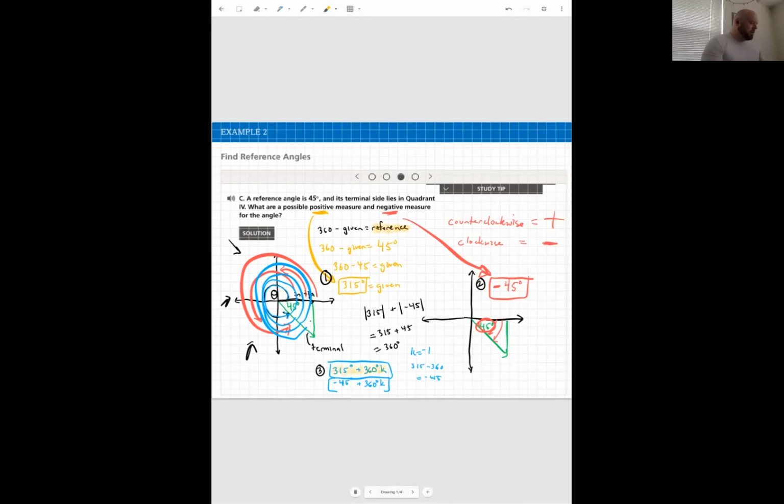So we've got 3 total ways that you can talk about any angle. And you can always talk about any angle that you're given in 3 different ways.